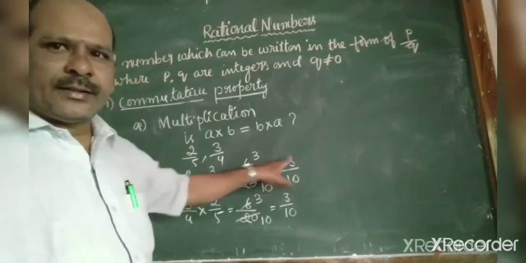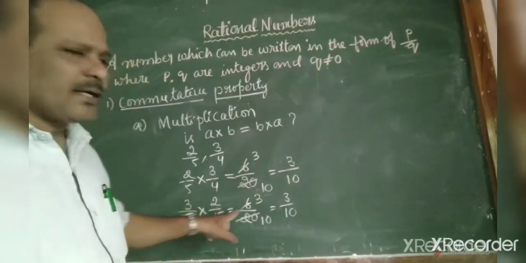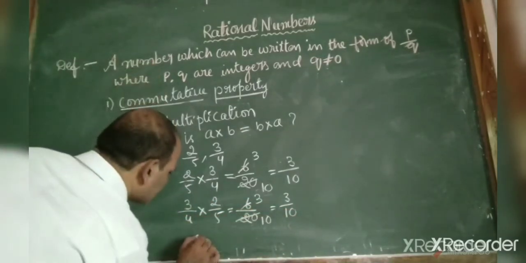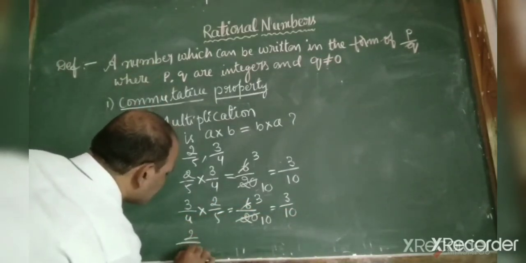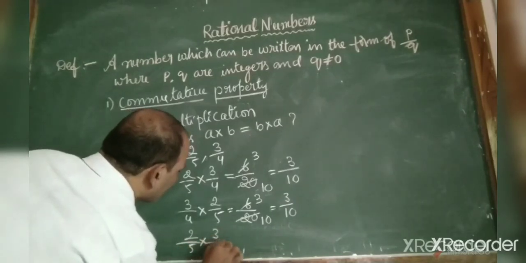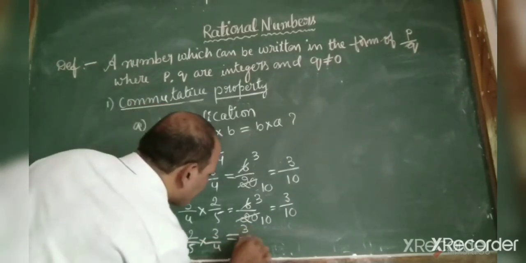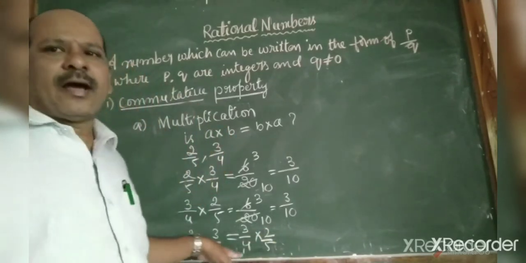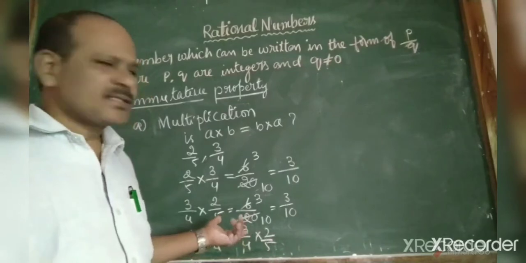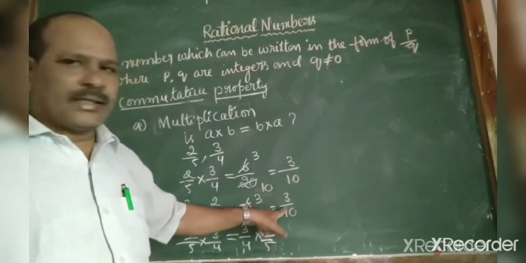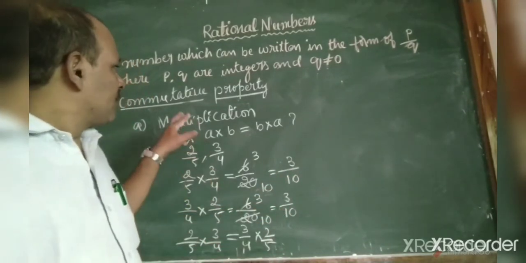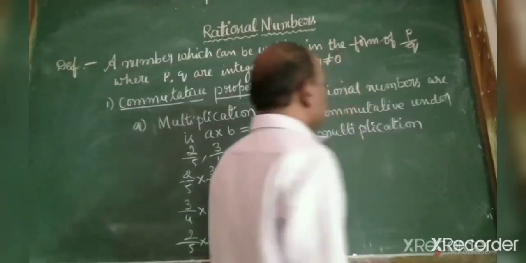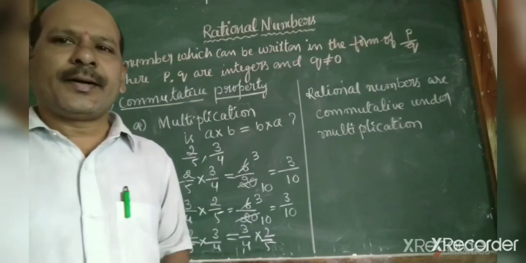A into B is 3 by 10 and B into A also I am getting the same answer 3 by 10. So A into B is equal to B into A, that is 2 by 5 into 3 by 4 is equal to 3 by 4 into 2 by 5. Even if I reverse the order, I am getting the same result. So we can say rational numbers are commutative under multiplication.